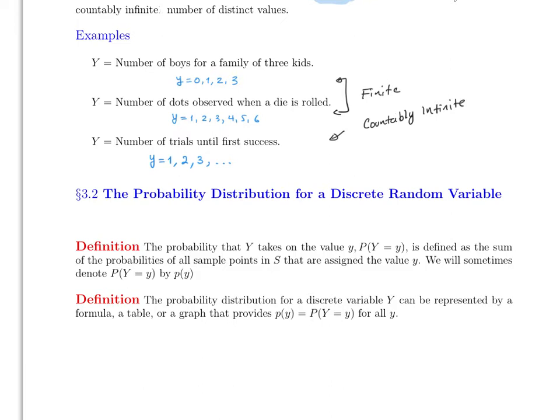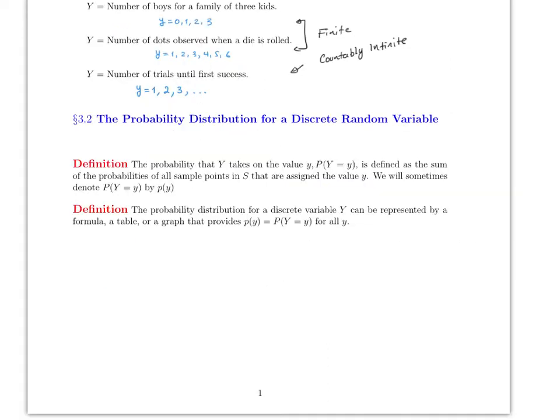So now the probability distribution for a discrete random variable can be represented by a formula, a table, or a graph that provides the probabilities for all values of y. Now, if we refer back to the example where, remember, the family has 3 kids, so we did this in chapter 2, but now here we are focusing on the number of boys. Okay? So then we already say that the possible values for y are 0, 1, 2, and 3.